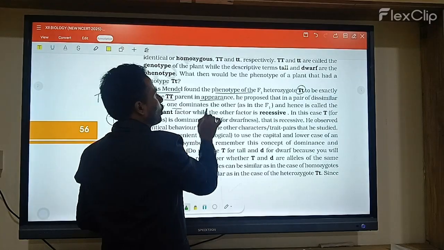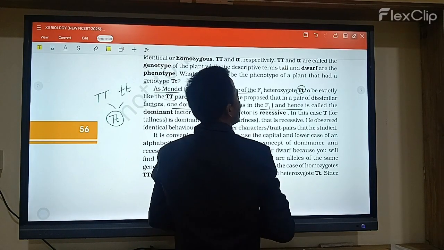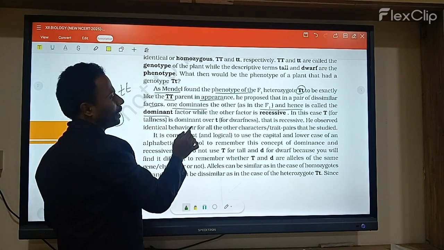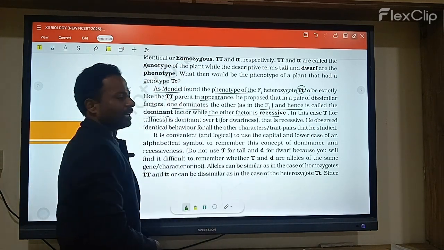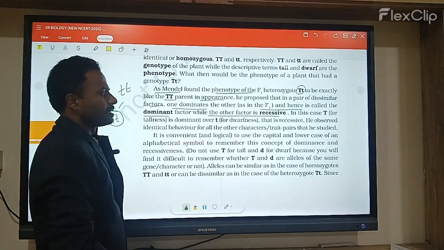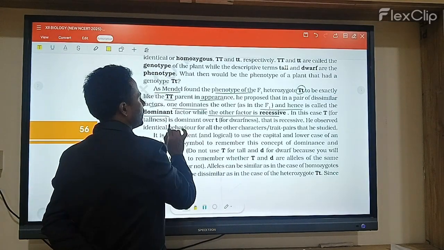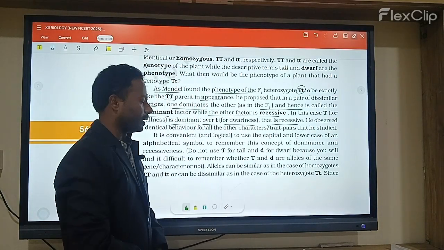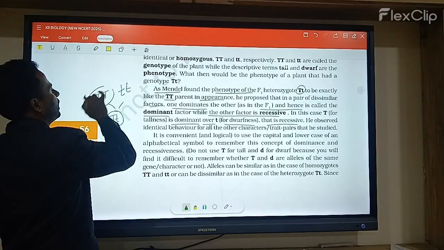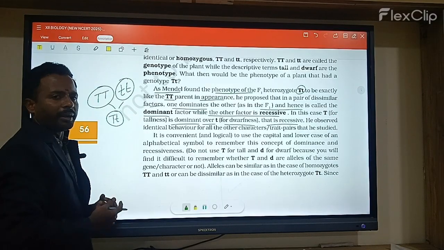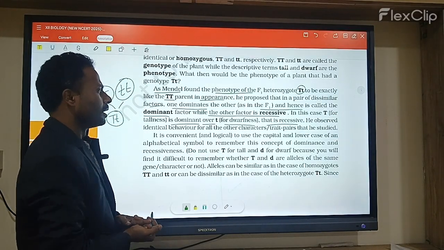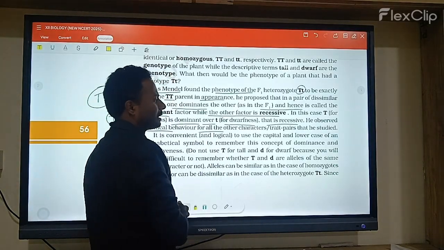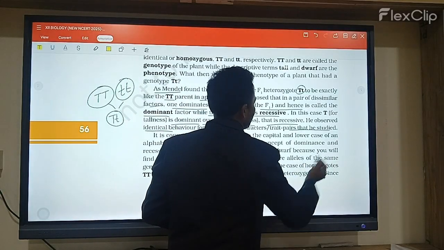Here one is dominant, and the other one is recessive. The F1 generation shows the dominant trait, and the other one is the recessive parent. In this case, capital T is dominant over small t, which is dwarfness, called the recessive parent. So we see that one is capital T and the other is small t. He observed identical behavior for all the other characters of the traits under study.